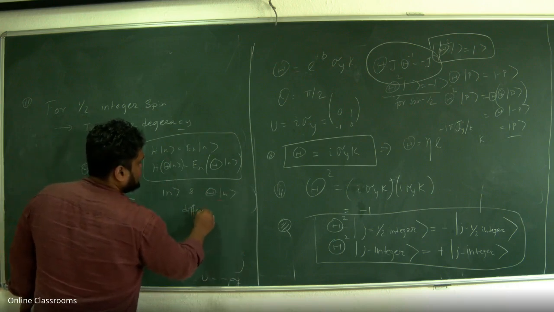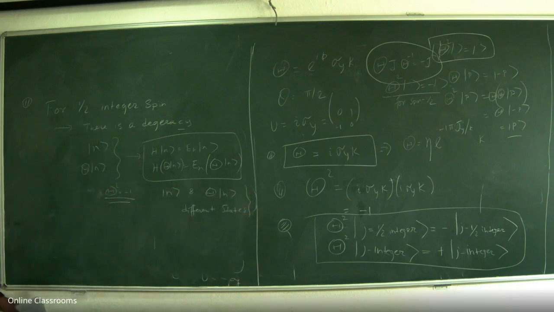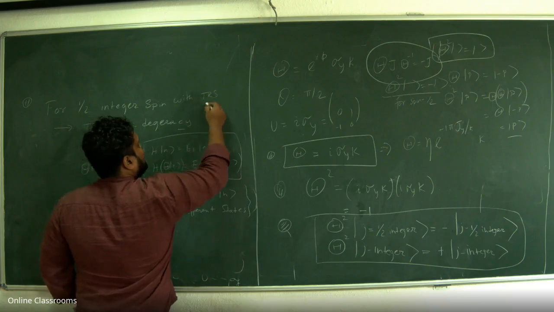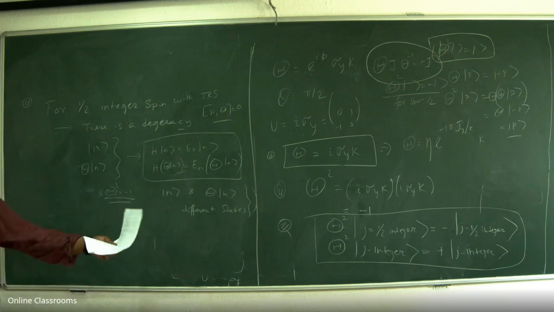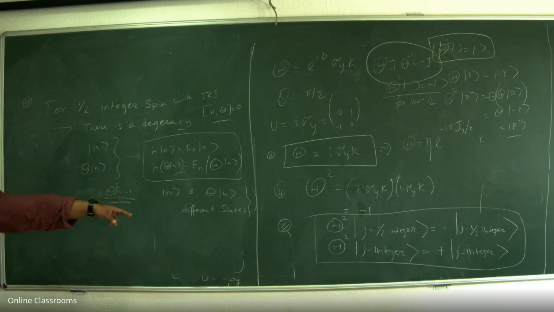The proof is there in Sakurai. They are different states. That is the important point, and that is what you have to prove. If something is half integer spin with TRS, which means H and theta commute, then this is definitely true, right? But that doesn't mean these two states are different. So that is what you have to show. To show that these two states are different, you have to use this fact. That is where this statement is true only for half integer spin. For integer spin, they are not different. This thing is called Kramers degeneracy.